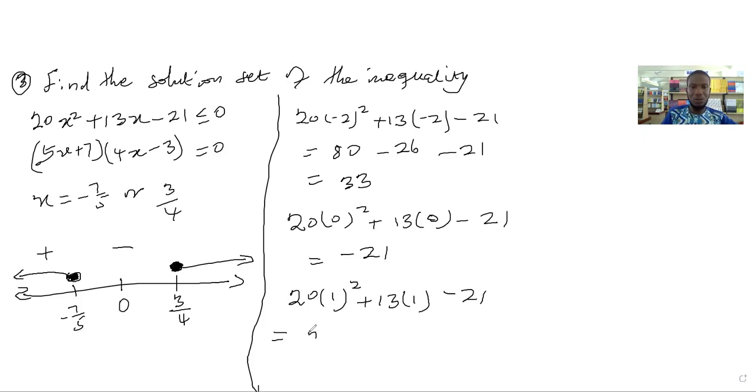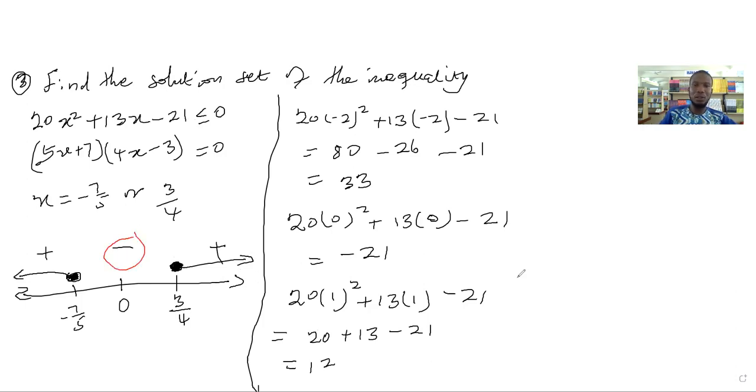So this is going to give us 20 plus 13 minus 21, and that will give us 12. 33 minus 21 is 12. Good. So that is also positive. Then now we go back to check which of them satisfy our inequality, which of them is less than 0. So it is the negative portion which is less than the 0.